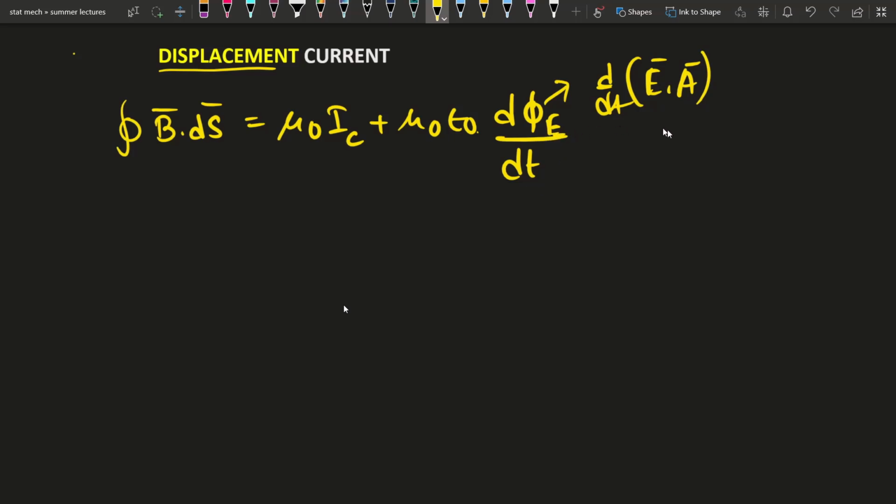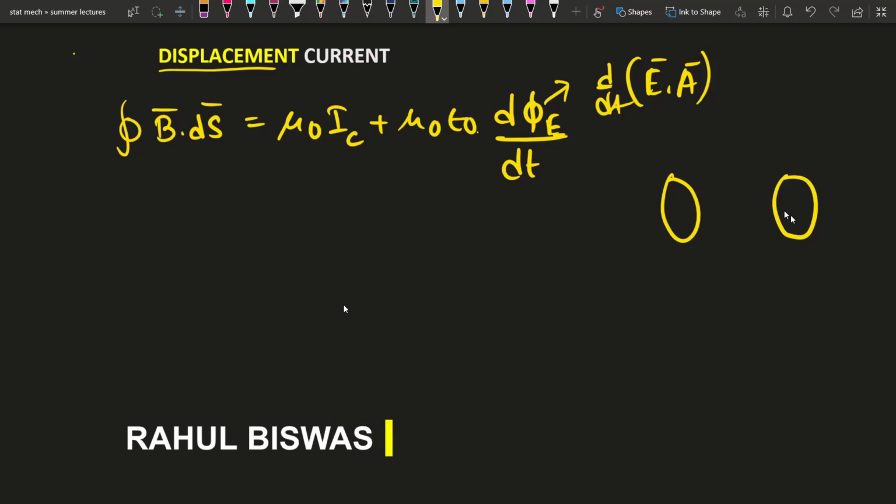The flux, right? Now what it means actually, we have suppose two capacitor plates, two parallel plate capacitors, and in between the region there is suppose empty, and that's why we have denoted mu naught and epsilon naught for empty space.